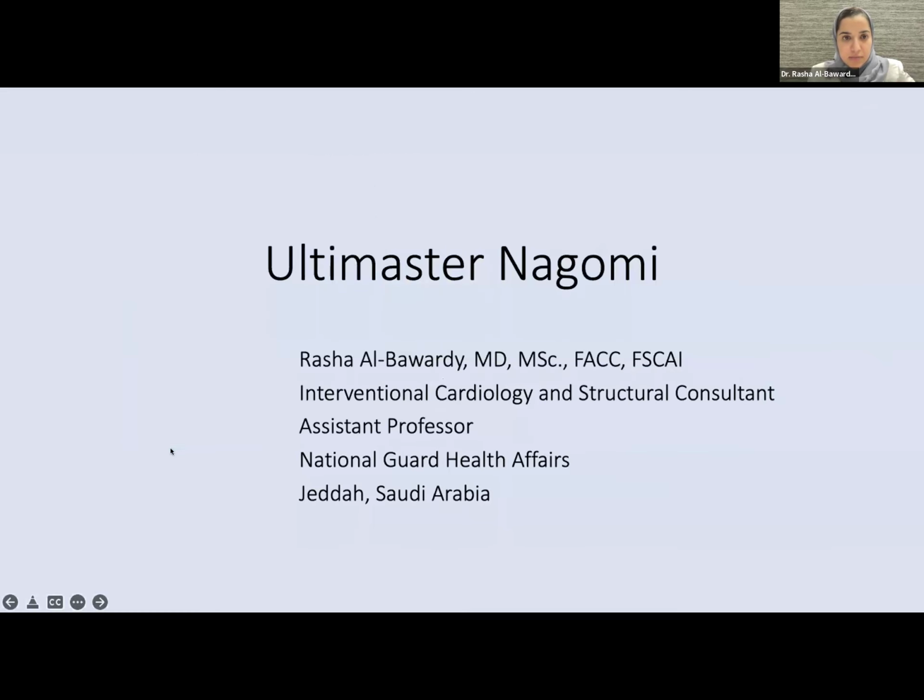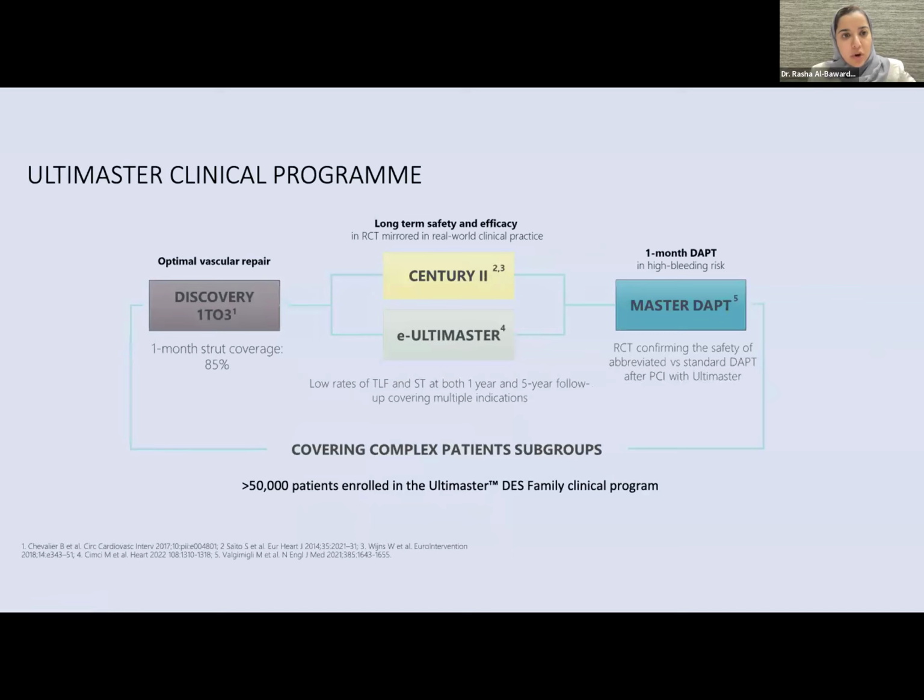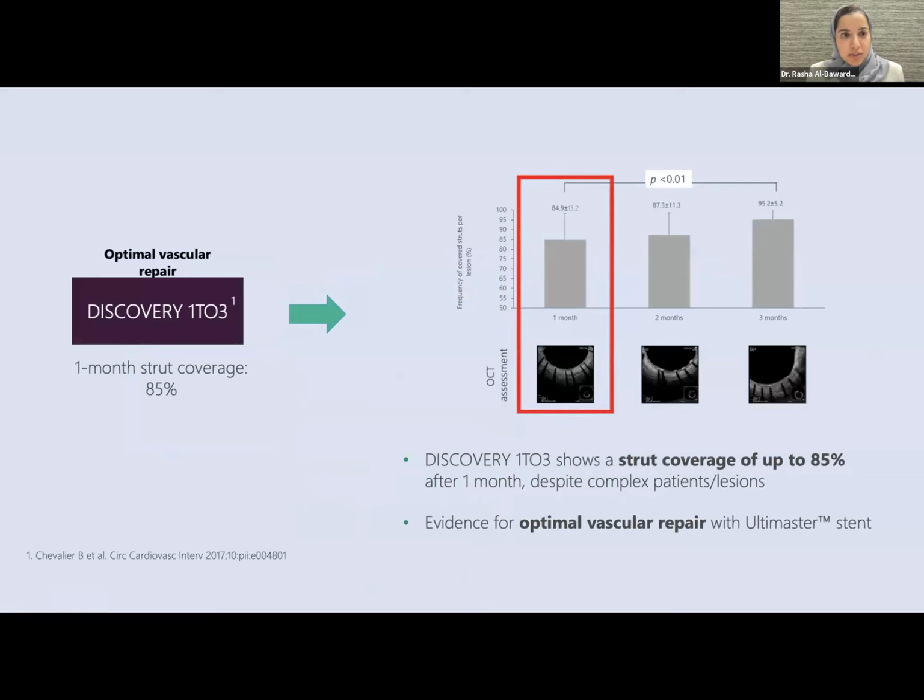All right. So before going into Nagomi, I just want to highlight some studies that were published already from Ultimaster, starting from DISCOVERY, which was optimum vascular repair, moving on to real-world data with CENTURY II and MASTER DAPT, which is the most important study. So DISCOVERY 1203 was an in vivo study to assess the stent strut coverage, which you can see that the coverage was up to 85% in the first month.